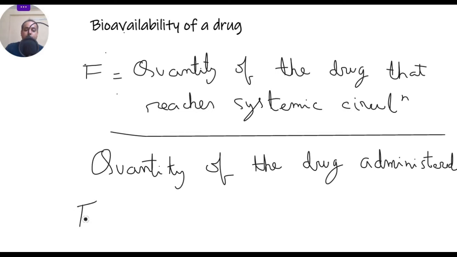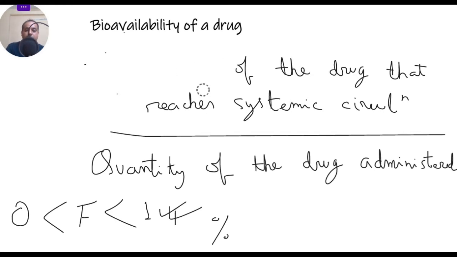So this value of F will range between 1 and 0, 1 being the highest, right? And similarly, if we multiply it with 100, then we are going to get it in percentage. So upon multiplying this by 100, we are going to get it in percentage.